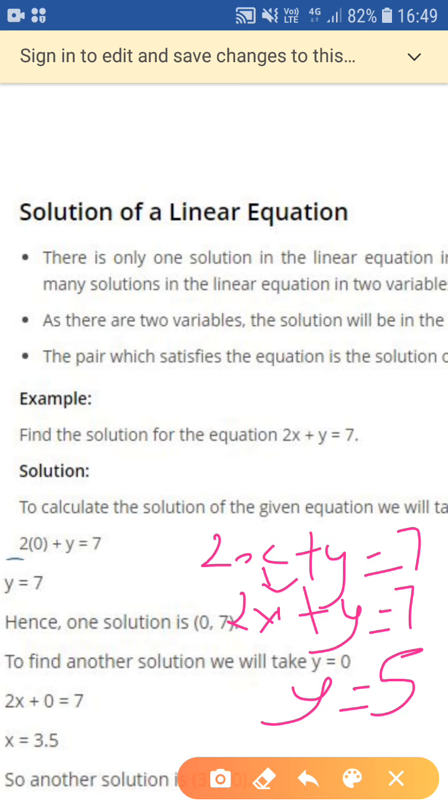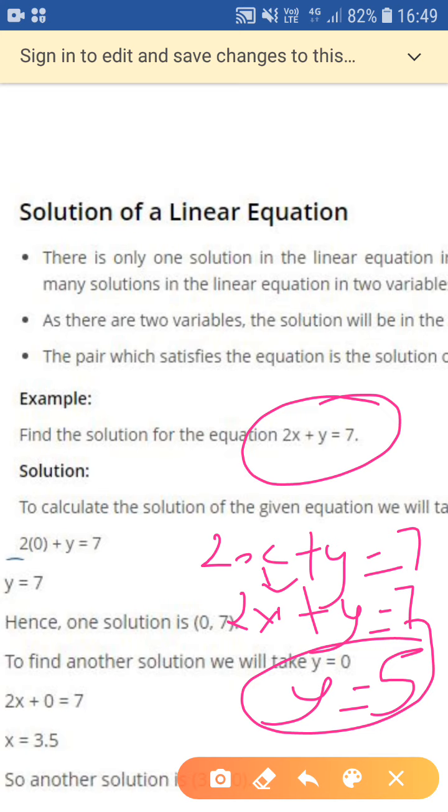So like that, if you keep on placing values for x: 0, 1, 2, 3, minus 1, minus 2, minus 3, corresponding to the values of x, you are always going to get a value of y. So you can say that there are infinitely many solutions for this linear equation in two variables.